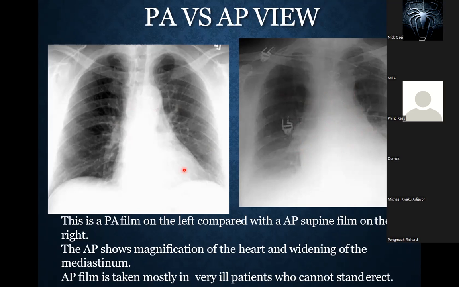If you have patients who are very ill and cannot stand to have a PA view X-ray, you should be able to interpret the X-rays well. That is why X-rays are also labeled. The one who has done the X-ray will tell you whether it is an AP or PA view, so that you interpret what you are seeing effectively. For instance, I could ask you a question: a patient has taken an X-ray in a PA view or AP view, which of these would you expect to see? Maybe the heart will look big, and the mediastinum will look big. Those are things that you should look out for.